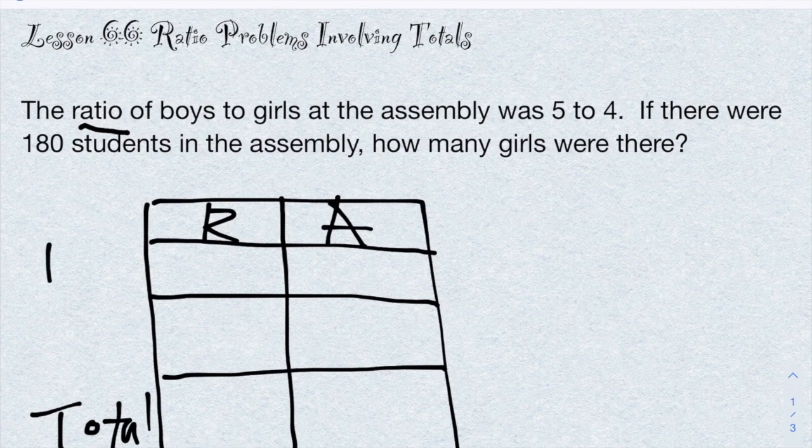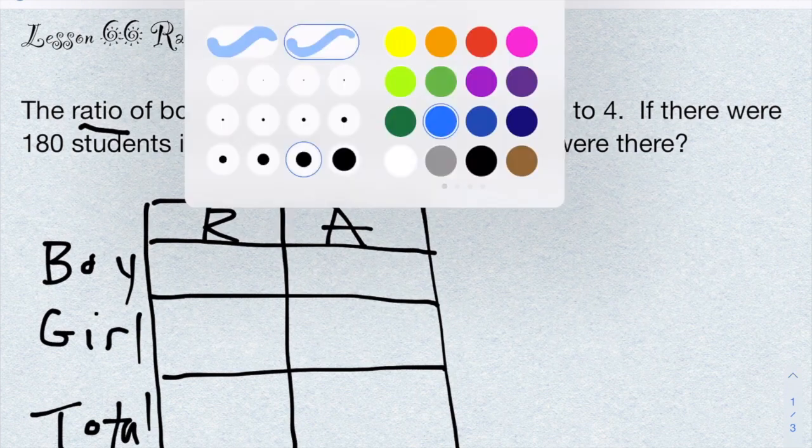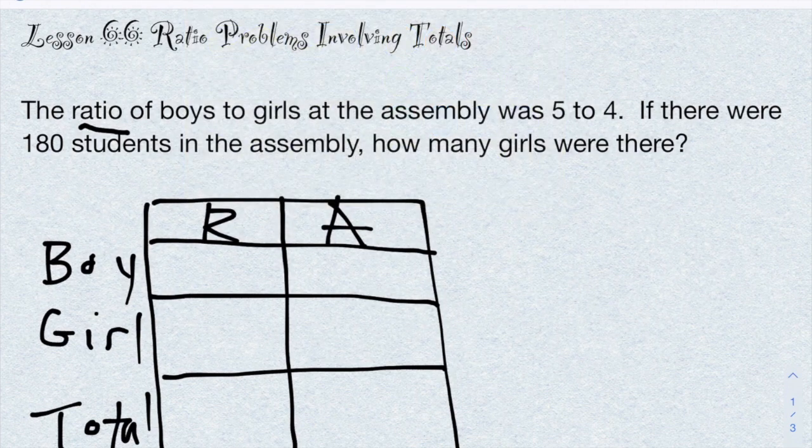It also gives me the boys and the girls. And I'm going to use my nifty highlighter tool here. It tells us boys to girls is the order I'm going in, so I have boys to girls, and then the ratio was 5 to 4. So I'm going to put that information in my ratio box. Okay, that's the first part.